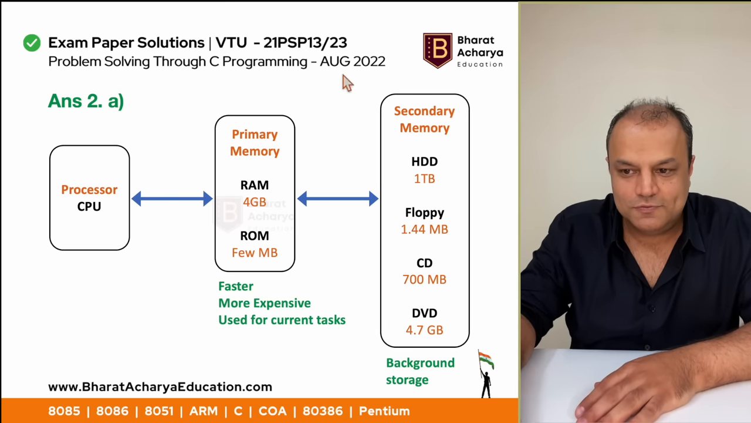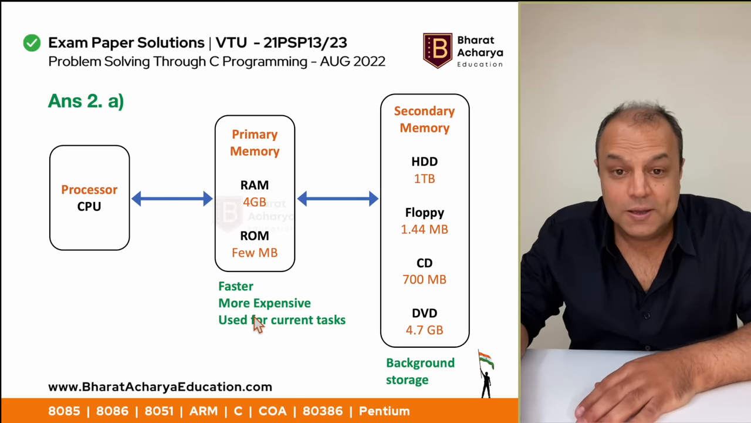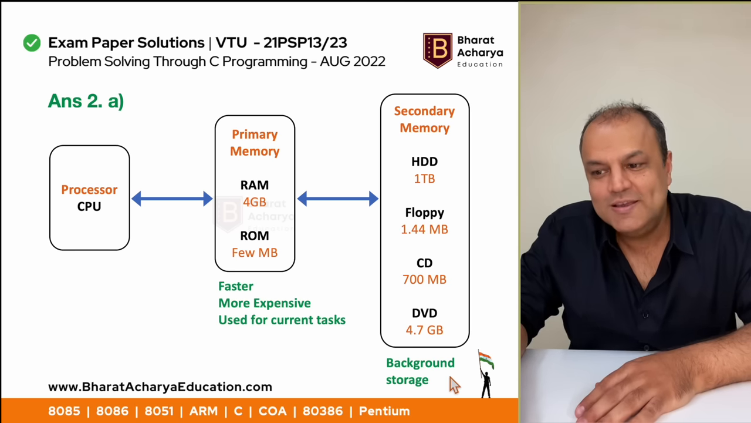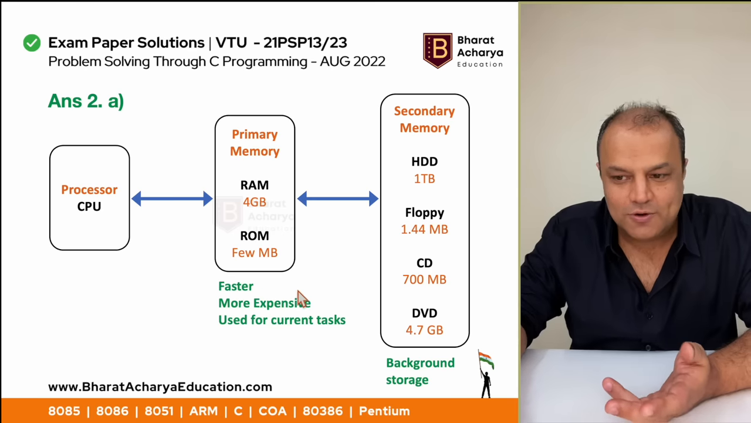Primary memory is faster, but it's more expensive and used for current tasks. All your current operations happen over here. Secondary memory is used for background storage. It's cheaper and all the points opposite.